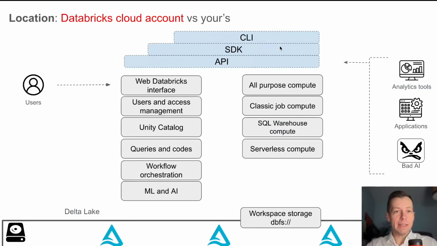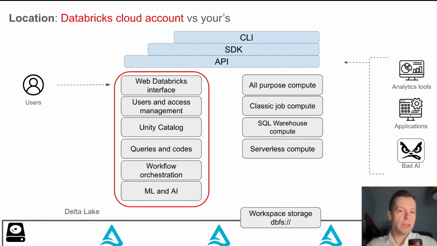Another interesting thing is what is part of the Databricks account and what is part of your cloud account. When we take a look at the Databricks architecture, what do you think? Which parts of it are located in the Databricks cloud? And the answer is everything related to user management, the Databricks interface, of course, Unity catalog, workflow, and ML AI, but also queries and the code. This is located on the Databricks side. So whenever we are typing something in the notebook, it will go to the Databricks account. And this is a common misperception.